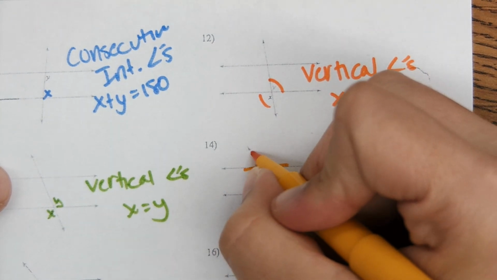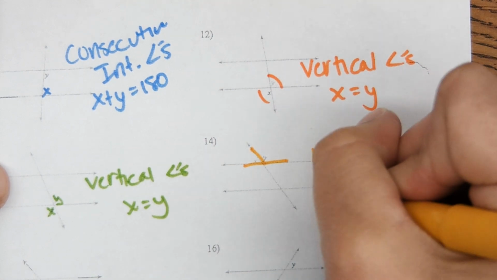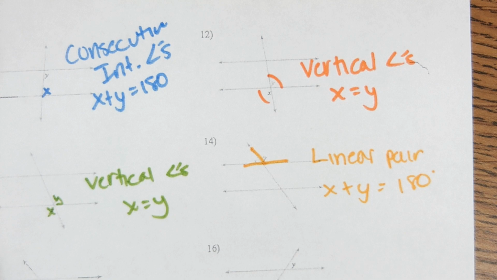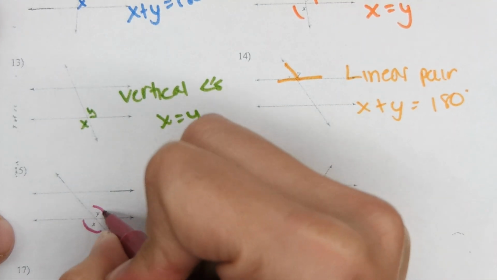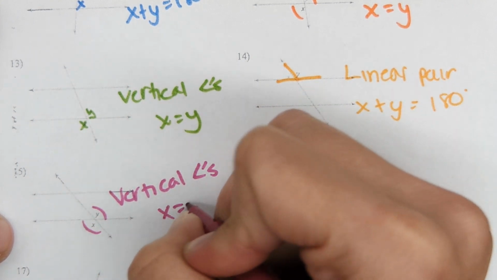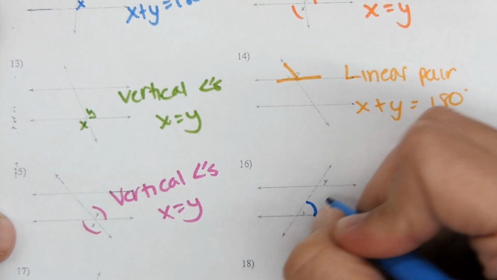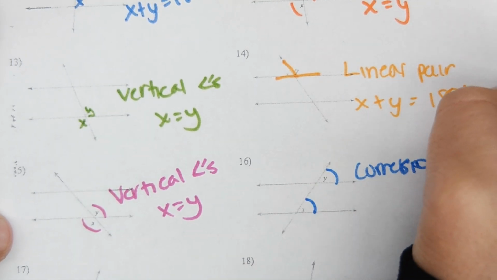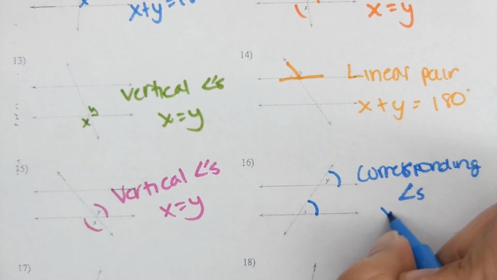Number 14, these two form a linear pair. So x plus y equals 180 degrees. Number 15, vertical angles, x equals y. Then here we have corresponding angles, which come up a lot, and they are equal.